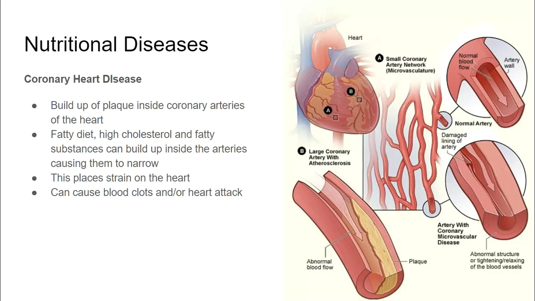And then we have another nutritional disease, coronary heart disease. And this is the buildup of plaque inside coronary arteries. Fatty diets, high cholesterol, and other fatty substances can all build up in the arteries, causing an abnormal blood flow. This places unnecessary and unwelcome strain on the heart, which can cause blood clots or a heart attack if the blood cannot flow properly through all the different arteries.